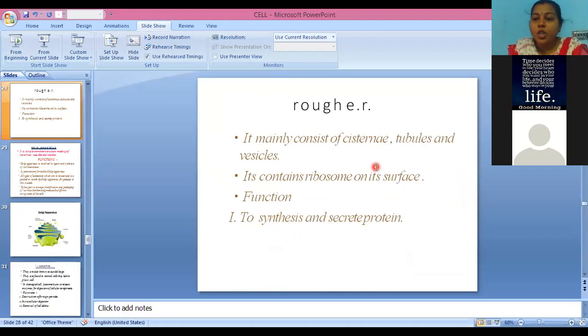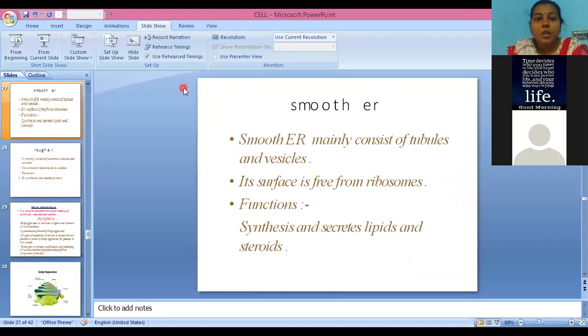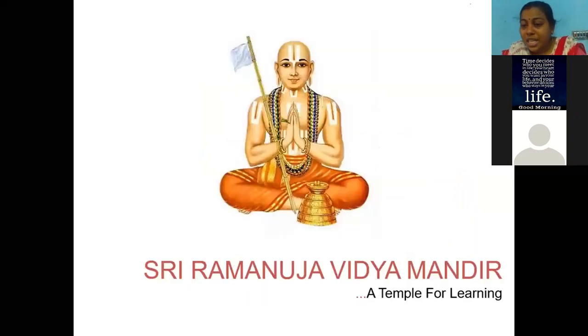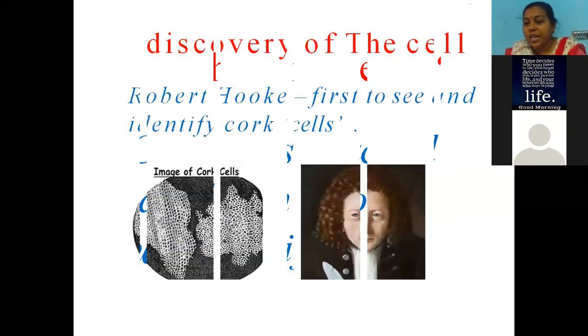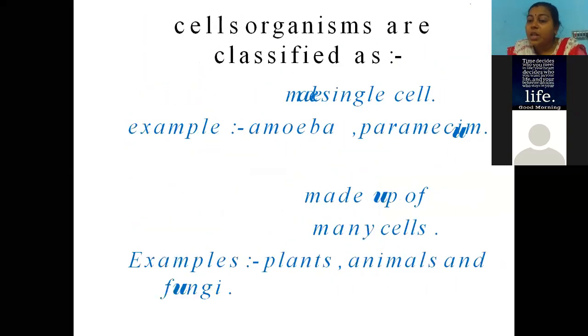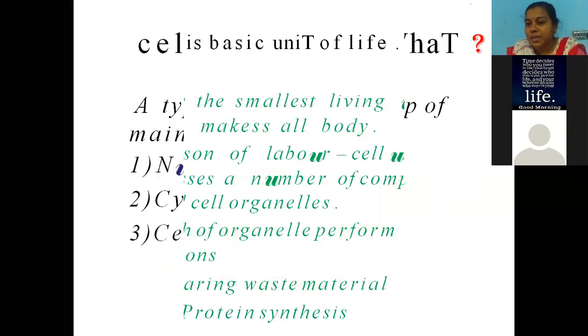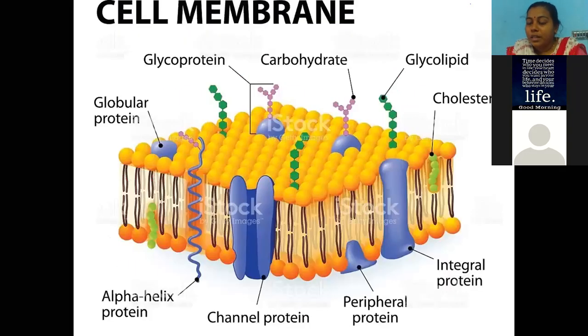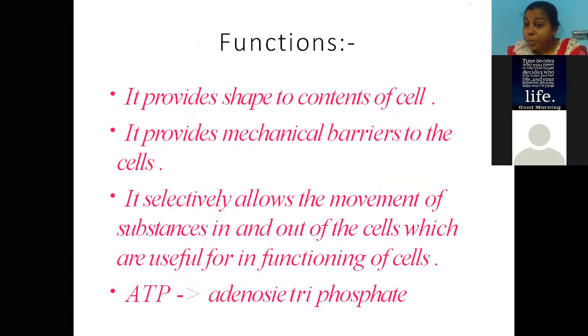And smooth means, students, they do not have any ribosomes. So that's the reason we call them smooth endoplasmic reticulum. What is the individual role of ribosomes? Ribosomes individually help in the process of protein biosynthesis, protein synthesis.